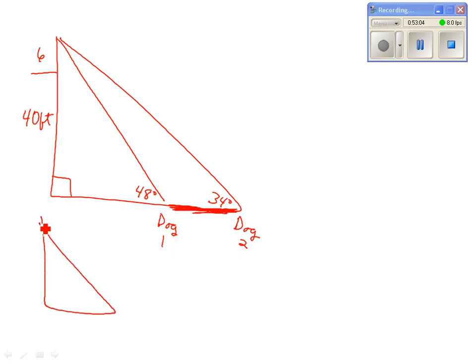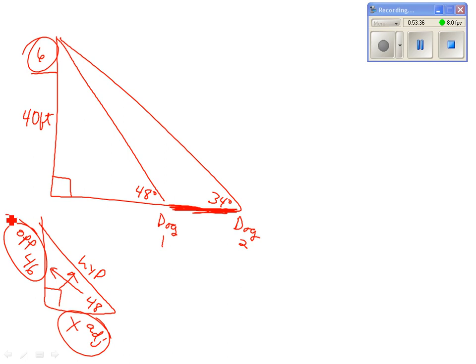When I draw the first dog's triangle, we know this is 48 degrees. How long is this side over here? 46. You've got to make sure you add that 6 on. He's 40 feet off the ground, and he's 6 feet tall. And we're looking for this distance down here. That's going to be labeled the what? Opposite leg. That's the hypotenuse. This is the adjacent.